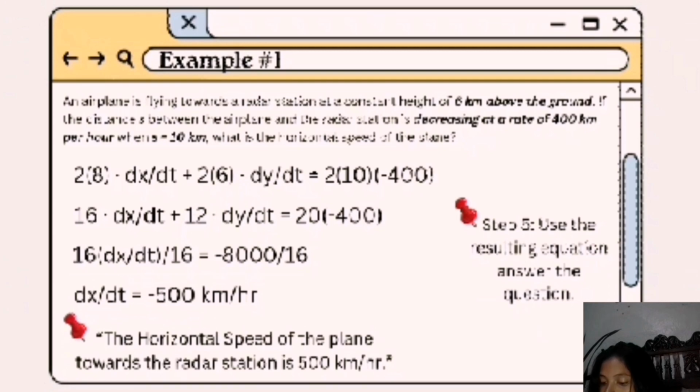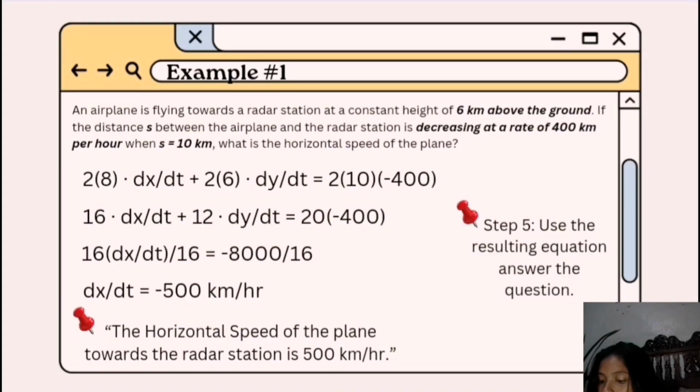So, 0 times 12 is equals to 0. Kaya nawala na siya. Then, to remove the 16 here sa ating equation at para malaman natin yung value ng ating dx over dt, we were going to divide both sides by 16. Then, 16 divided by 16 cancel out. Then, negative 8,000 divided by 16 is equals into negative 500 kilometers per hour. To conclude, the horizontal speed of the plane towards the radar station is 500 kilometers per hour.